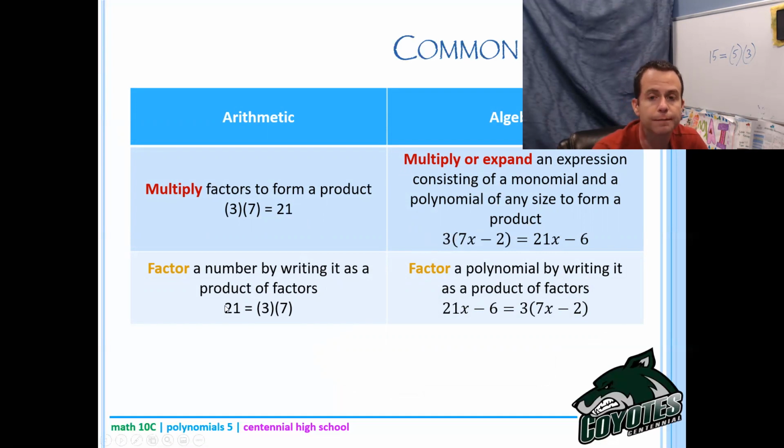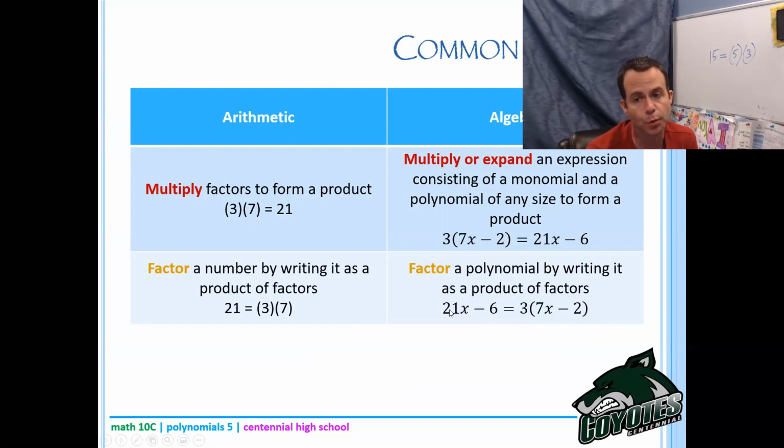If you are to factor, let's go here first. If you're to factor a number, that's just what I did on the board. You took 21 and you wrote it as a product of 2 factors. If you were to factor over here, and we're going to unpack this a bit more as we go, what you're actually doing is taking out the greatest common factor.